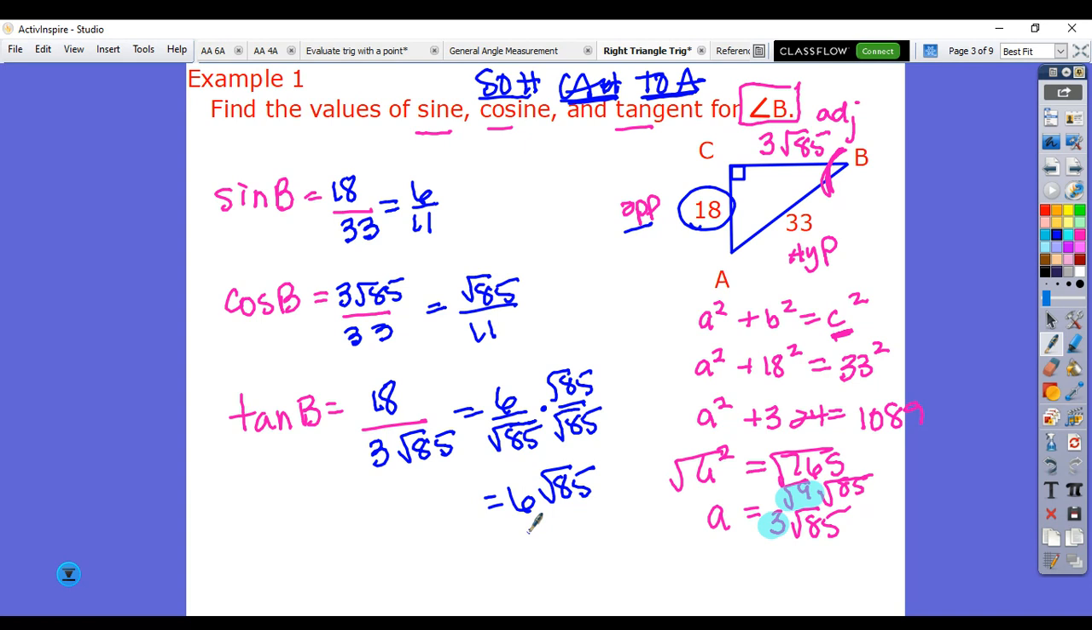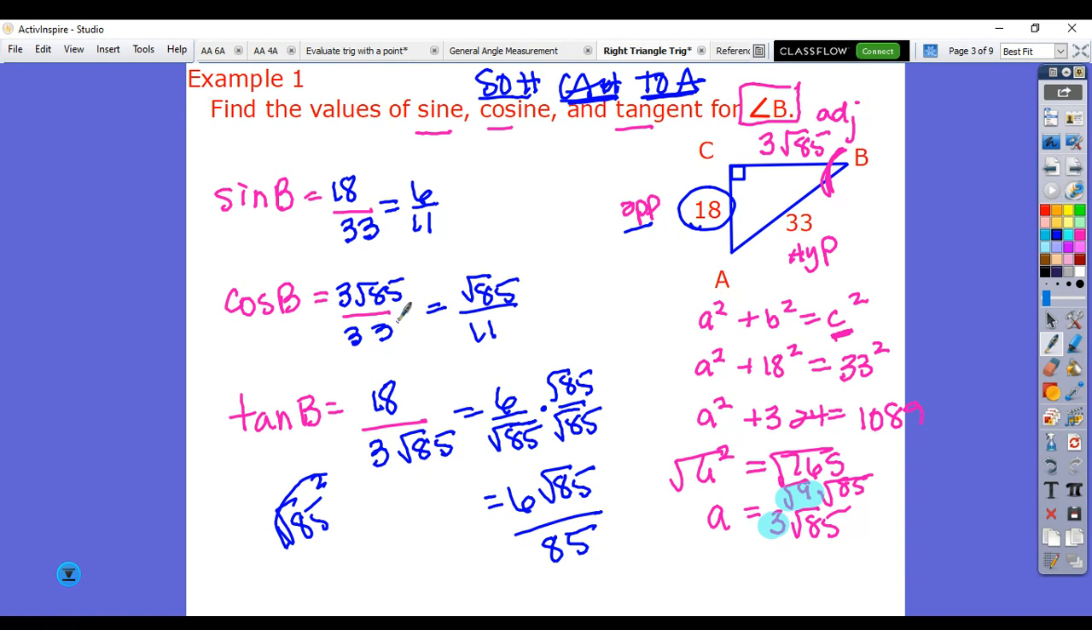And so I want everybody to be aware of how to get this answer. I would be okay with either answer, but I want you to know how to get this one. If there's a square root, you can just multiply top and bottom by the square root. Then on the bottom, the square root goes away because the square root of 85 times the square root of 85 is the square root squared. So it just cancels it out.